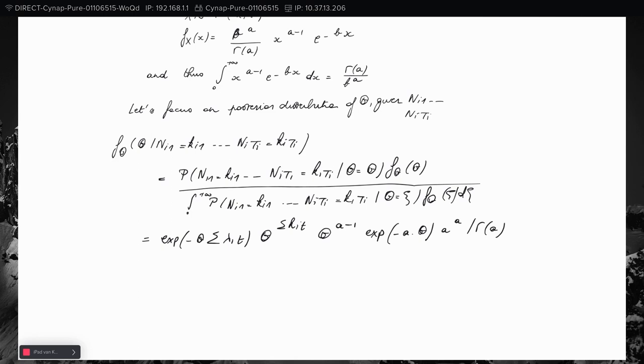I'm already dropping a term that cancelled out. That will cancel out in the numerator and the denominator, as we've seen in our very first derivation on the iPad. That would be the product of the lambdas to the power k divided by k factorial. I'll have that both in the numerator and the denominator. So I'm going to divide then by the integral from 0 to plus infinity of the exponential of minus xi times the sum of the lambda i's, multiplied with xi to the power the sum of the k i's.